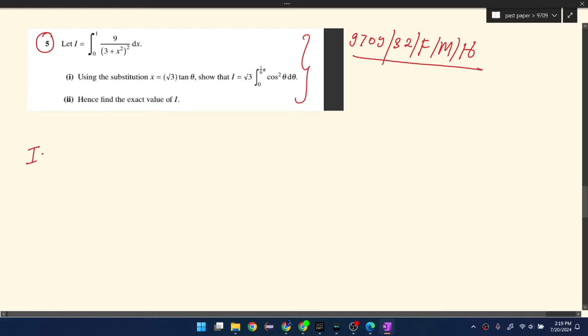First of all, what we have here is an integral I, which is a definite integral from 0 to 1 of 9 over (3 plus x squared) whole squared, dx. Correct?